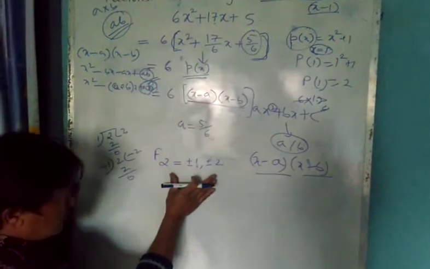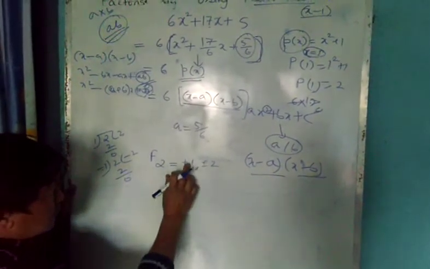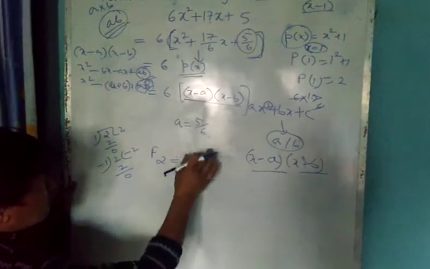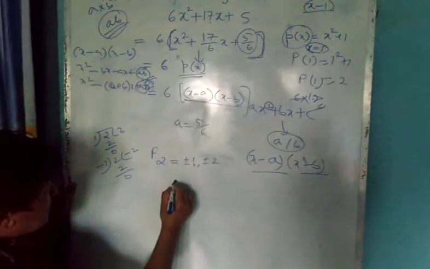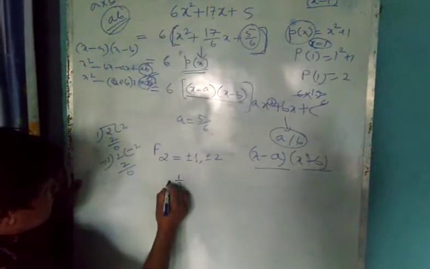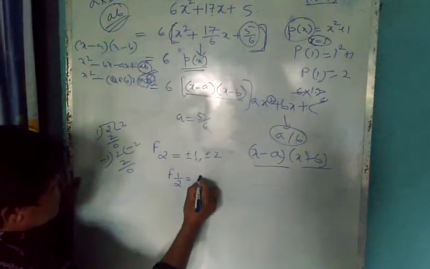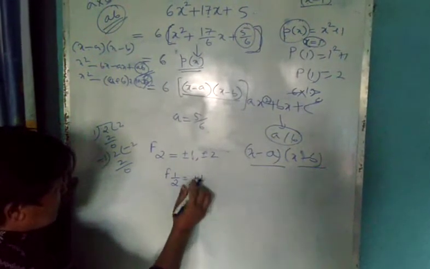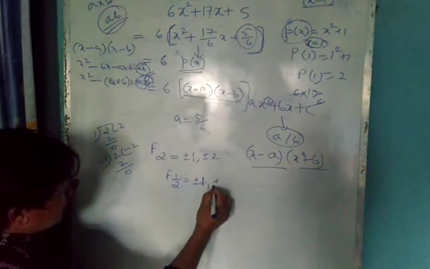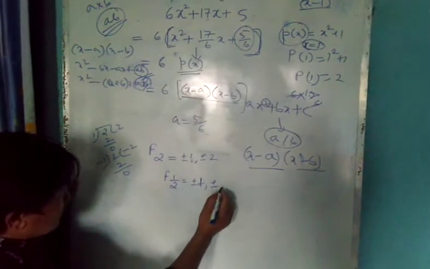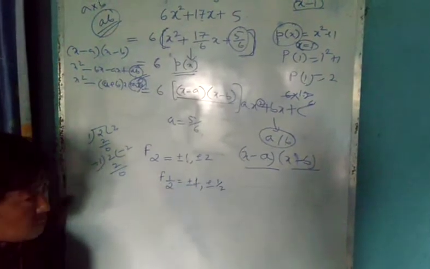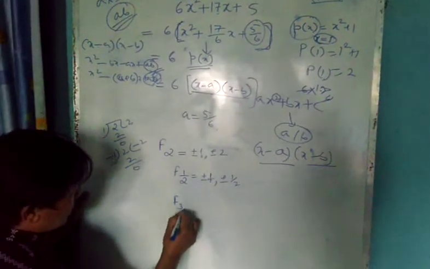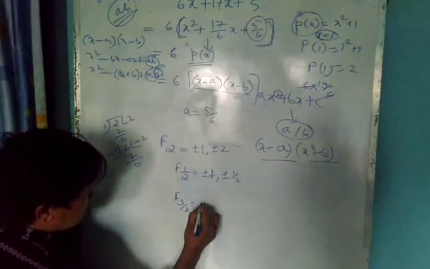So how many factors? There are altogether 4 factors: plus 1, minus 1, plus 2, minus 2. Likewise, suppose, what are the factors of half? Obviously the factors of half will be plus and minus 1, and obviously plus and minus half. Likewise, what are the factors of 3 by 2? Obviously the factors will be again 1 to begin with.